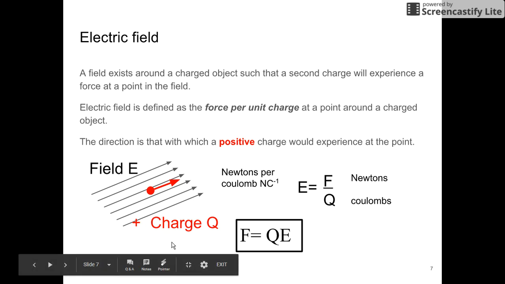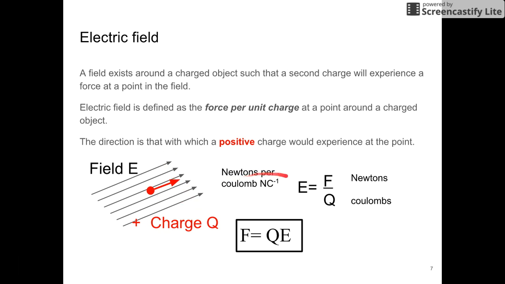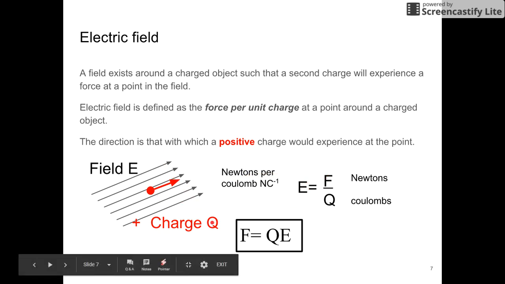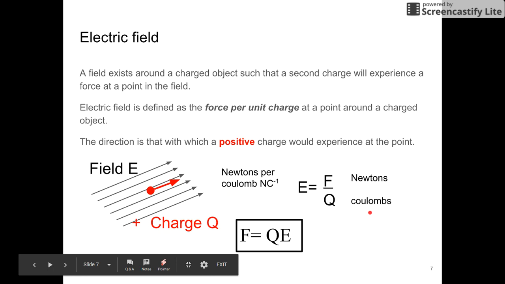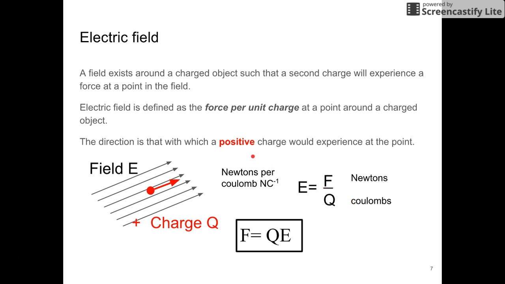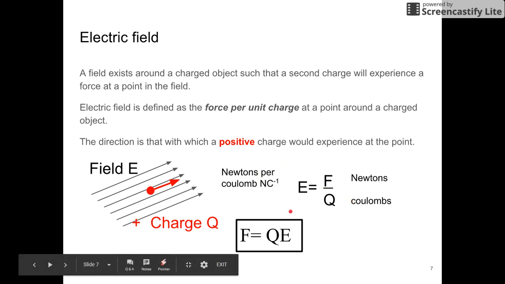direction of the field lines there, and it will experience a force of the charge times the electric field. So the electric field is the number of newtons per coulomb, the amount of force per unit charge, and that's where these units, newtons per coulomb, come from. So F is equal to QE.